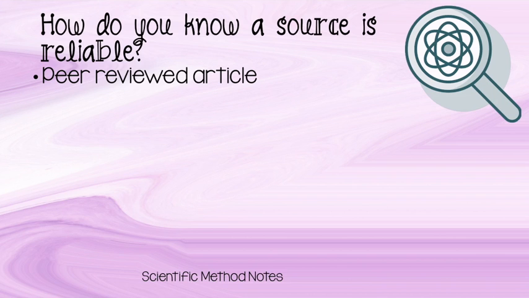A good way to find peer-reviewed articles is to use Google Scholar. Google Scholar does a really great job of compiling peer-reviewed articles from lots of different publications in one place. That's a great place to start.